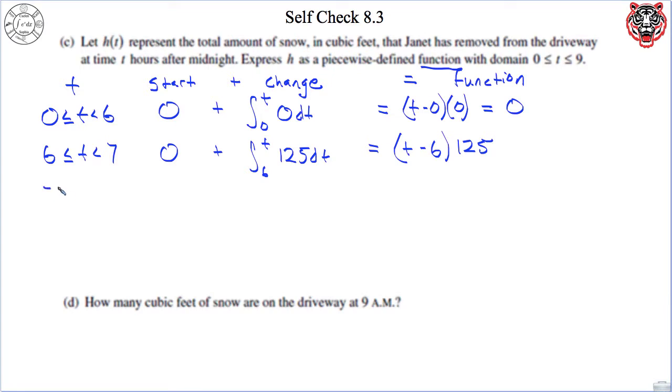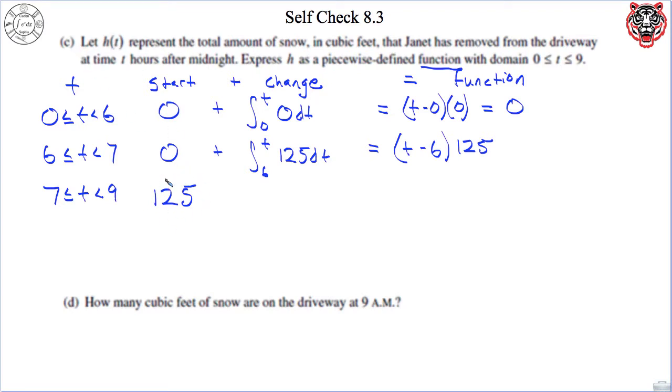We're fine. Okay, and then from 7 is less than t is less than 9. That's our starting position. So our starting position is at 7. So now I need to plug in 7 in here. When I do 7 minus 6, that's 1. 1 times 125. Our starting position here is 125. That's the difficult part here. That was probably the trickiest part on this part C.